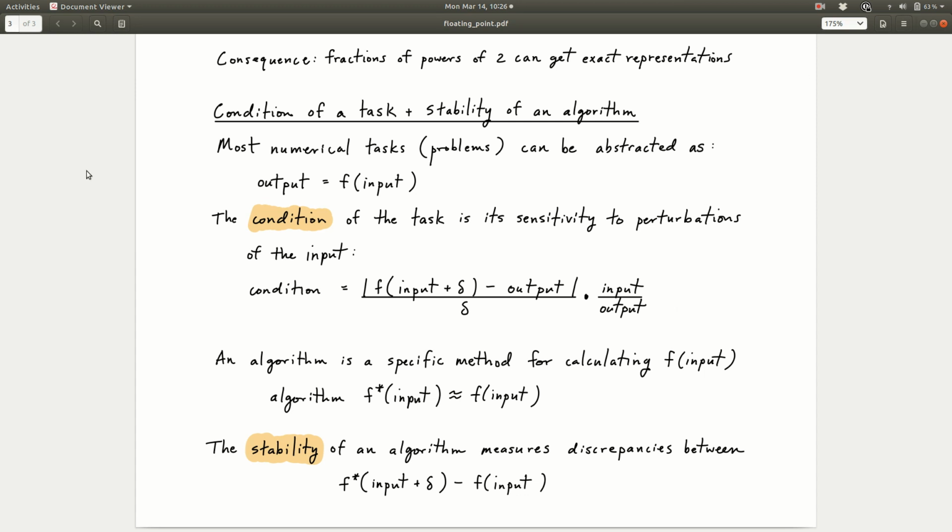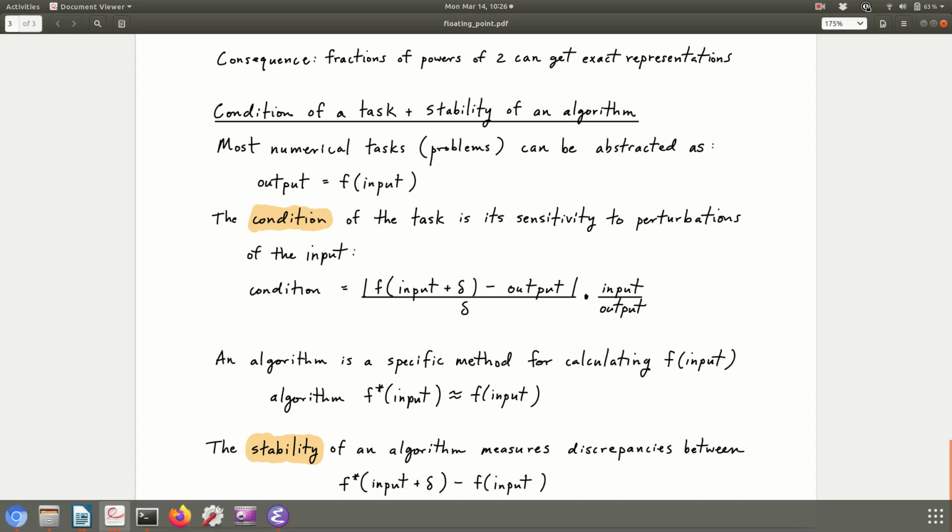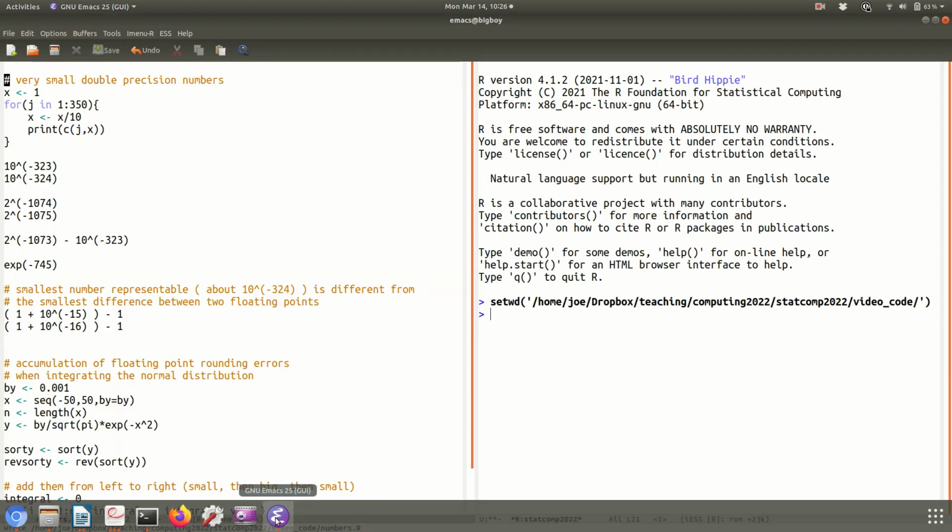All right, so I want you to be familiar with these concepts, and we're going to come back and look at them in more detail when we talk about solving linear systems. In particular, we're going to be talking about the condition number of a matrix. So that's it for the theoretical part for this module. What we're going to do now is switch over to looking at some code in R.